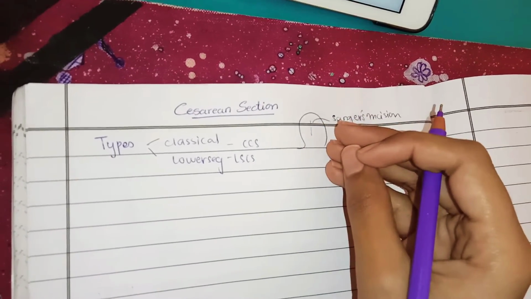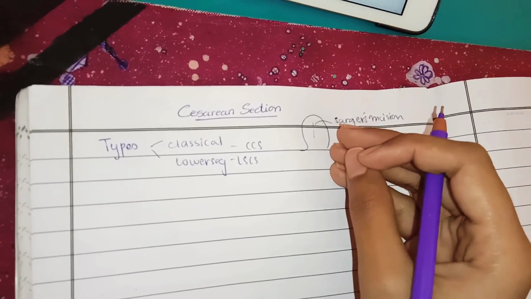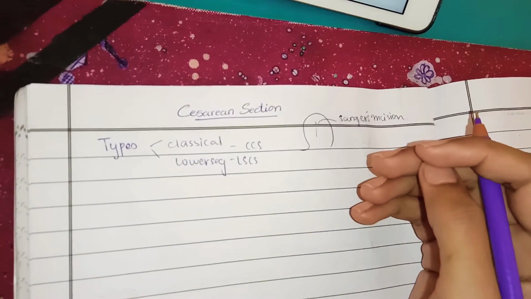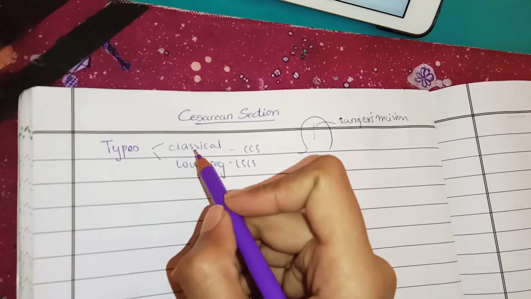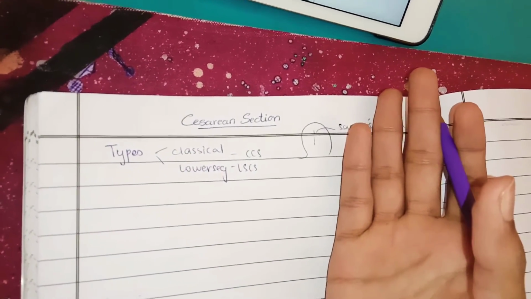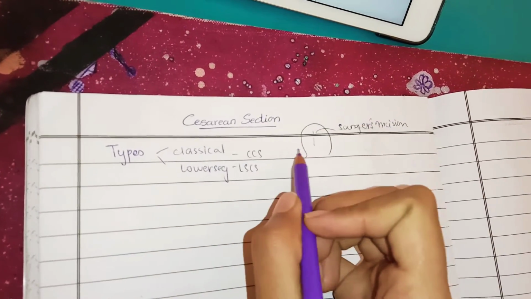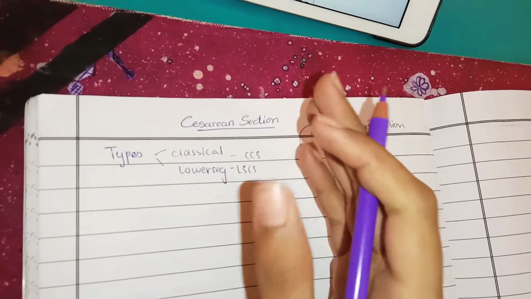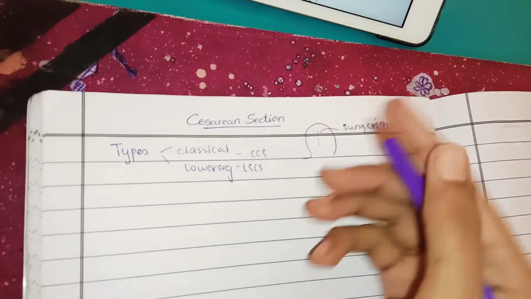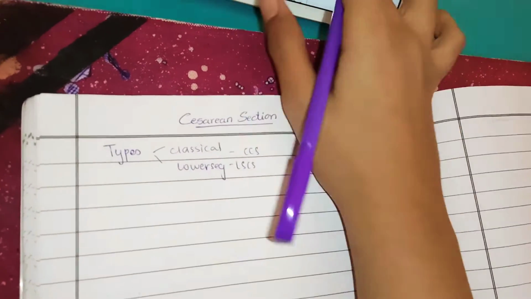So disadvantages are there is more bleeding. The repair is also difficult because it is very thick and healing is not good, and the risk of rupture in subsequent pregnancy will be high. So a female who has a previous history of classical cesarean section will have cesarean section in following deliveries also, because it is very hard to bear a normal delivery with this upper segment uterine cesarean section. The risk of rupture in following pregnancies is 4 to 9%.